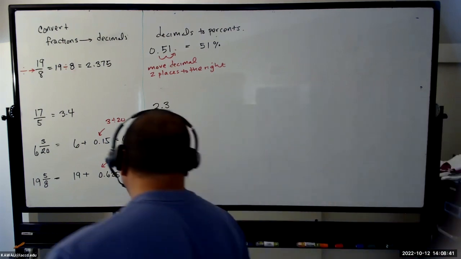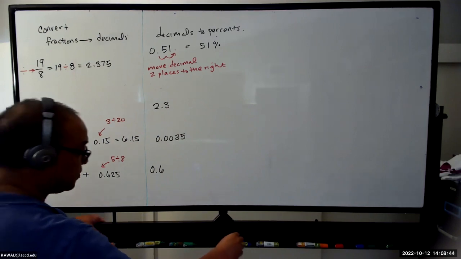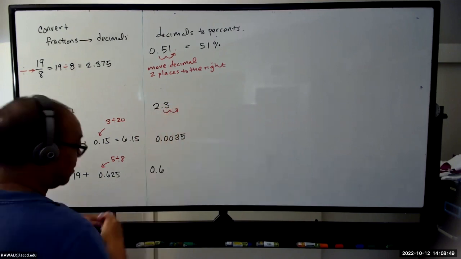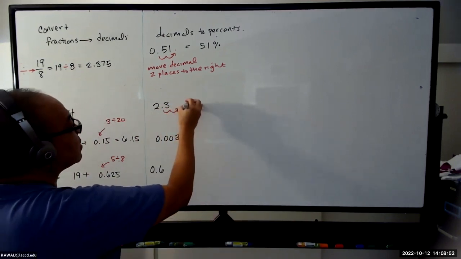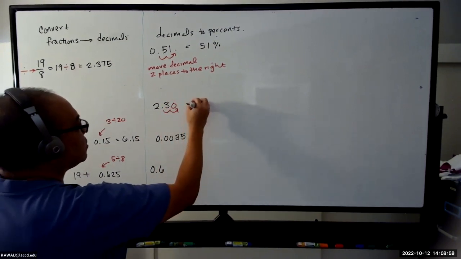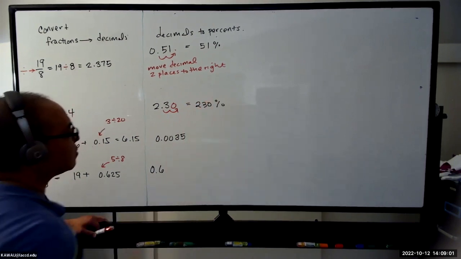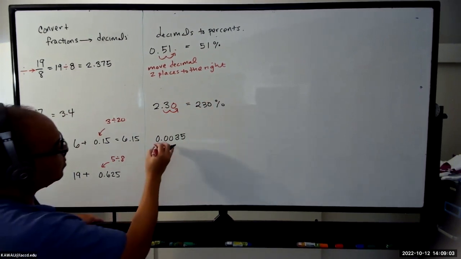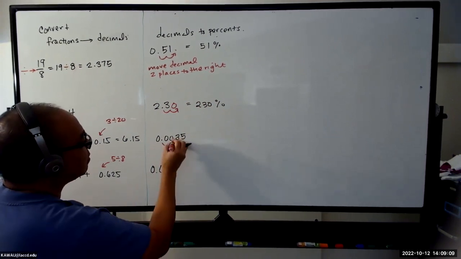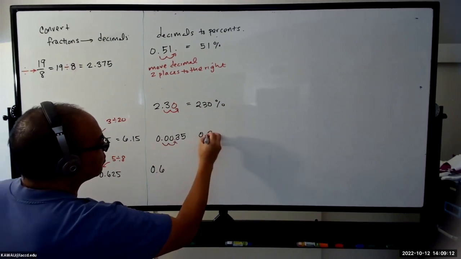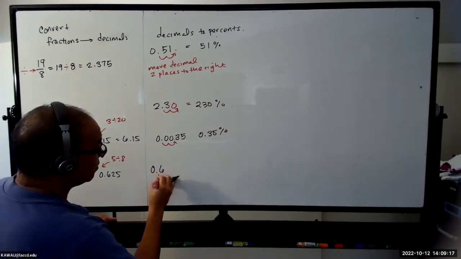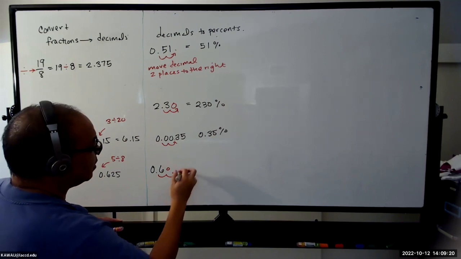Okay, so this turns into... let's move this 2 places. So we go 1, 2, and we'll have a 0 here added. We'll get 230%. And then over here, we're going to move 2 places, and the new decimal spot will be there. So we'll get 0.35%. And then we'll move 2 places, and we'll get 60%.